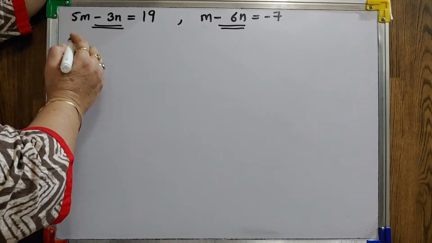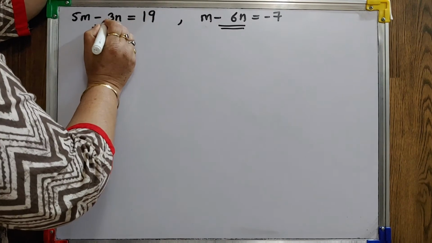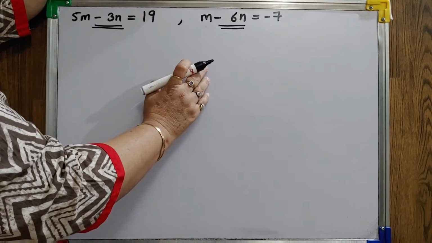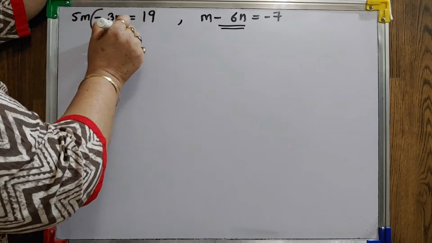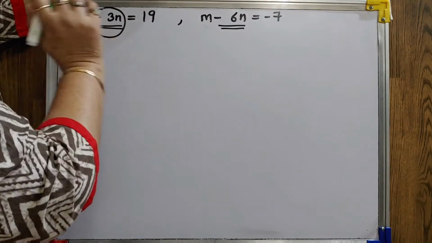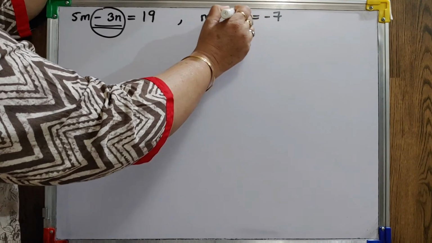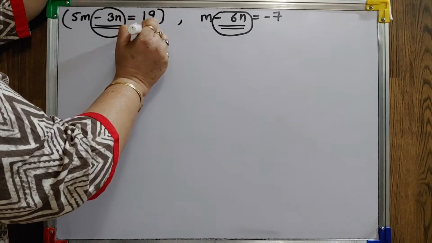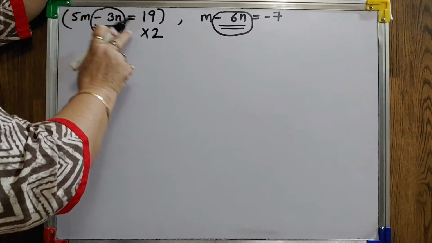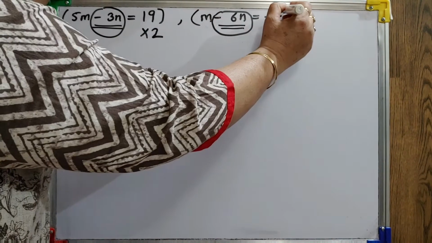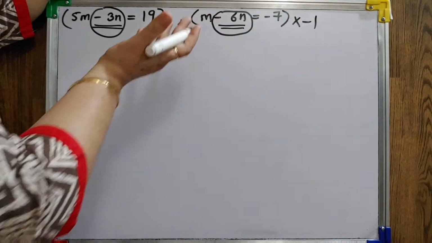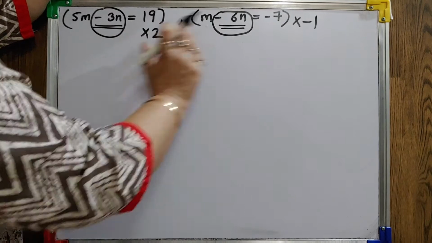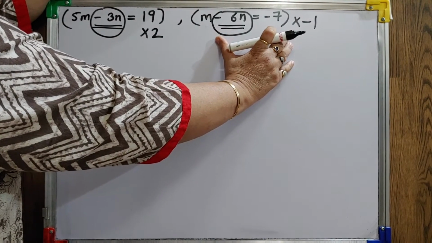Now we are using the elimination method. Always make the coefficient of the second variable equal and their signs opposite. Here my second variable is n, its coefficient is -3. Here my second variable is n, coefficient is -6. If I multiply this equation with 2, I will get -6n. So I will multiply this equation with -1 so as to change the sign. You can also multiply the first equation with -2 and not multiply any number to the second equation.